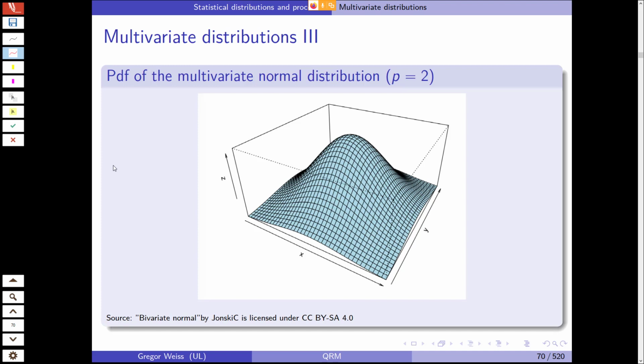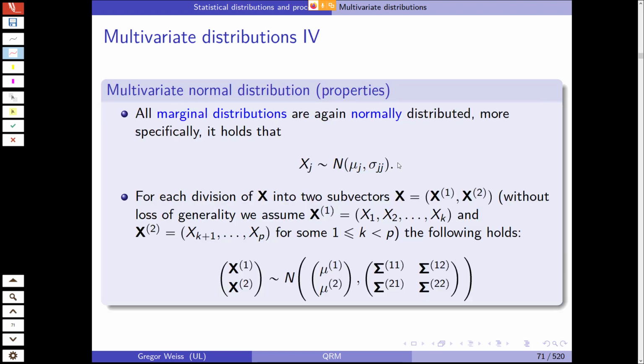This is the PDF of a two-dimensional multivariate normal distribution. You have x and y, and on the z-axis you have the probability density. You probably know that the multivariate normal distribution is also called a Gaussian bell distribution. This is why it's called a bell, because it looks like a bell. It's symmetric. And that is a two-dimensional multivariate normal distribution.